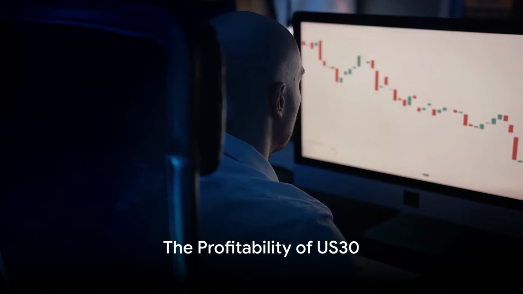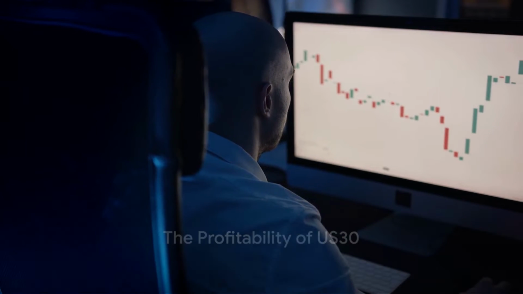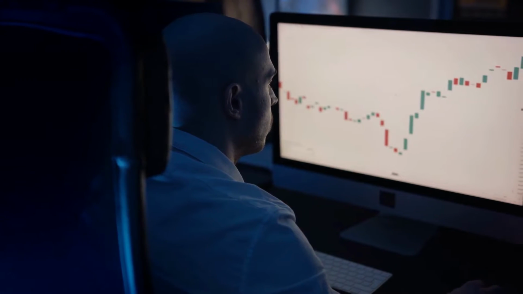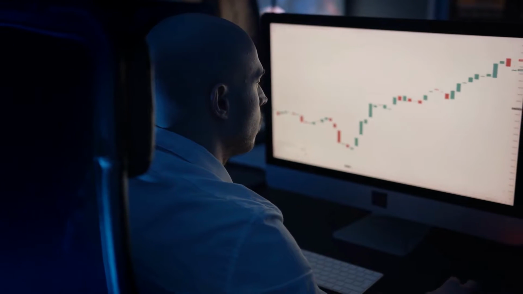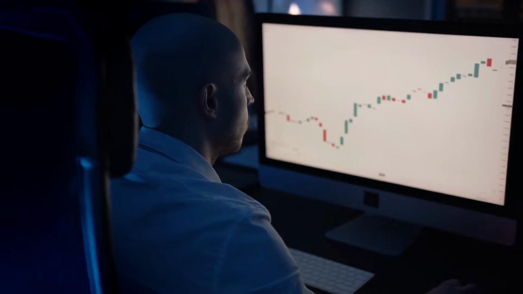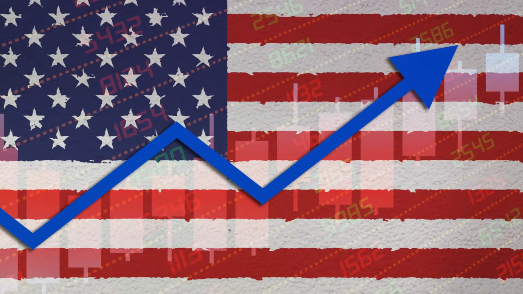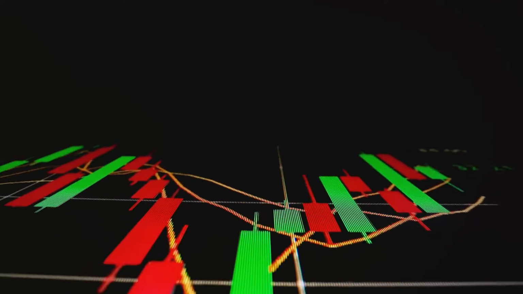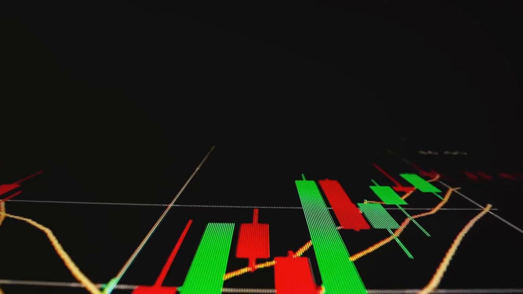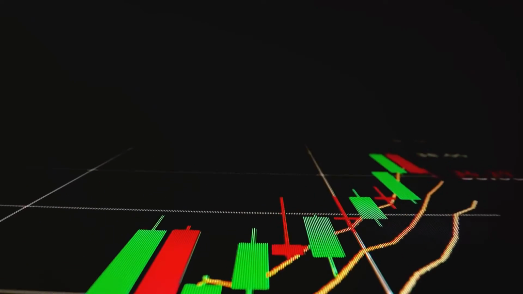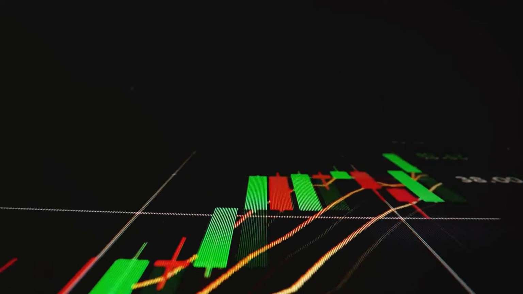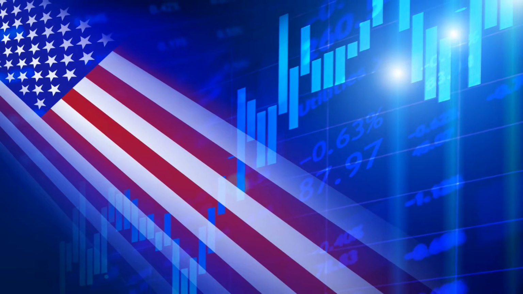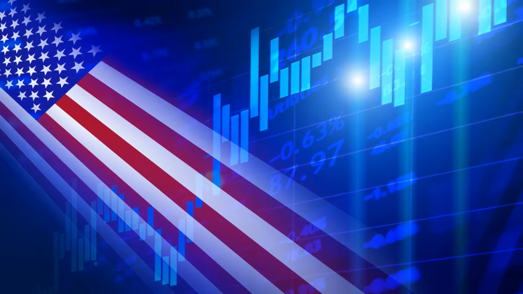Can trading US 30 be profitable? A question many traders ask, and the answer is yes, it can be. But it's essential to remember that trading, like any other investment, comes with its own set of risks and rewards. Trading the US 30, which represents 30 major US companies, can indeed be a potentially lucrative strategy. However, it's not just about jumping in and hoping for the best. Profitability in trading US 30, or any other index for that matter, relies heavily on strategy, risk management, and understanding the market.